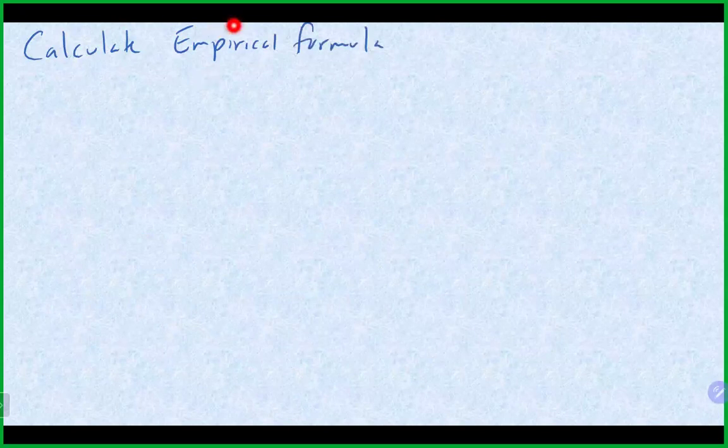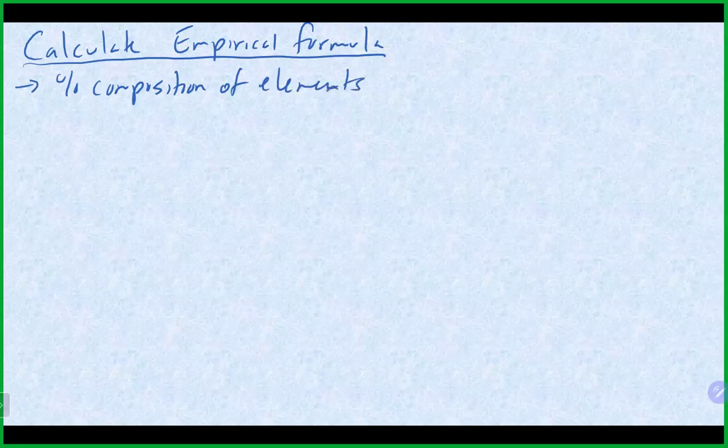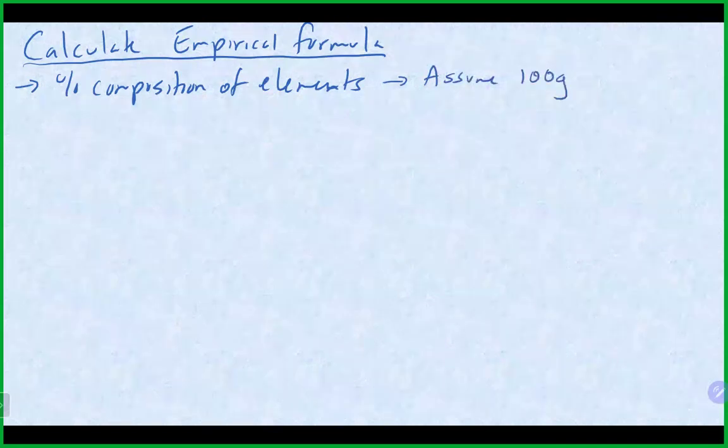Very common, for example, is that you are given the percent composition of the elements in this compound. One of the ways that we can convert a percentage into a usable number is to assume that you have 100 of something. A lot of times when you're given that information, we will assume we have 100 grams of whatever we're dealing with.